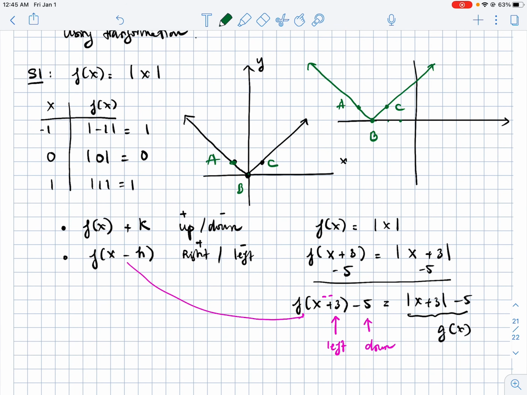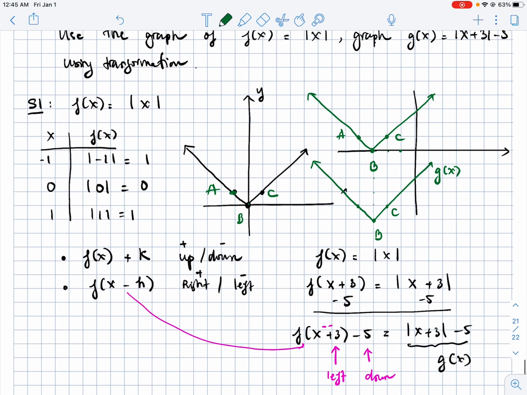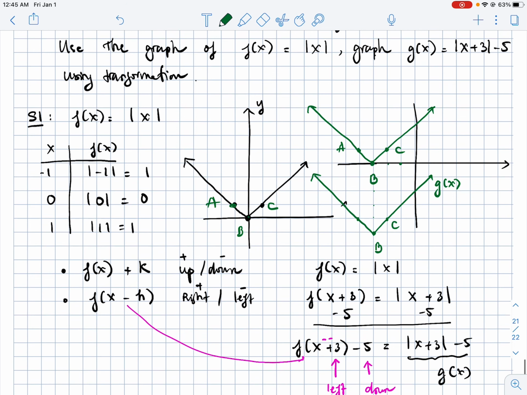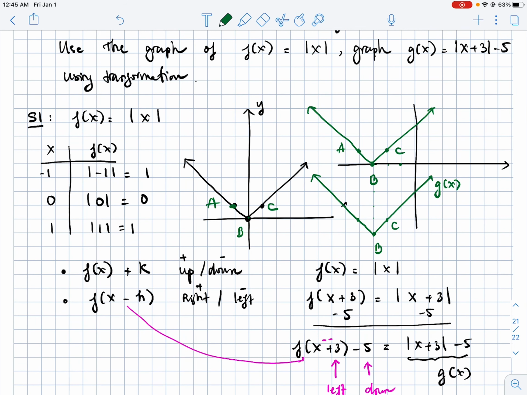And then from there, we will move 5 down. Point B goes 5 units down, so it will land on negative 5. So point B will be here. Point C goes down 5 steps, and point A goes down 5 steps. So this is the function g, and that is our final answer. This is called the transformation process to get the graph without making the points.